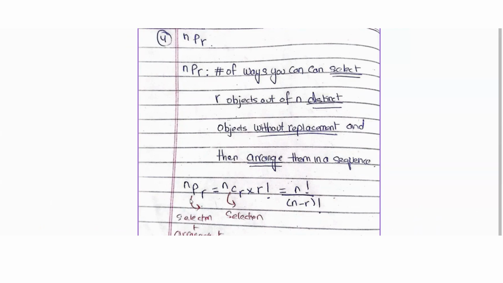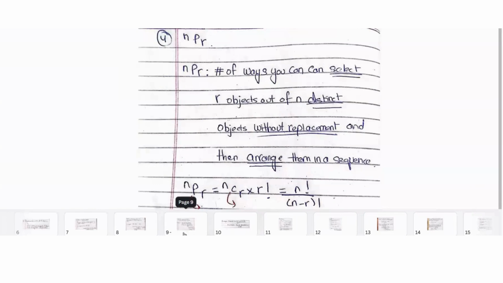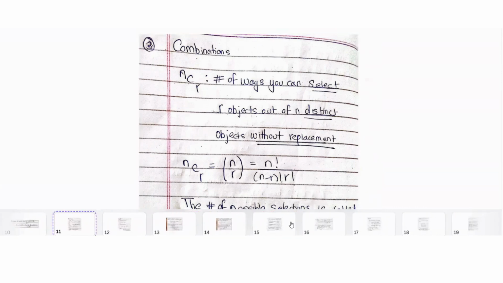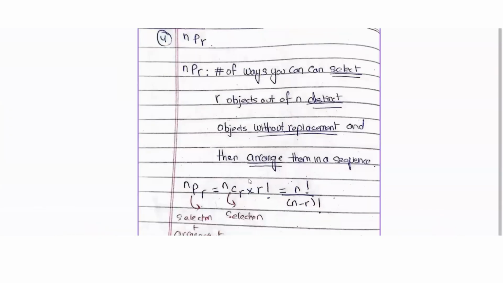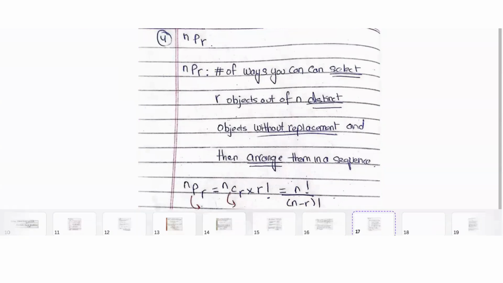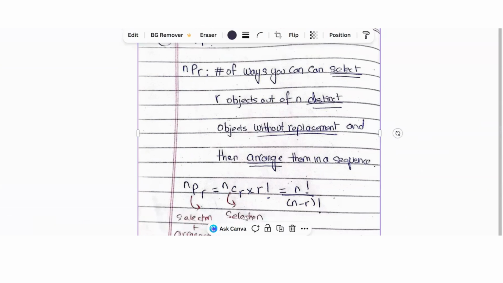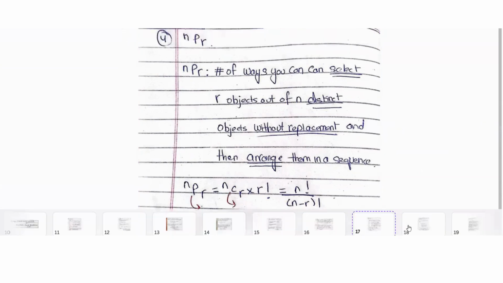Now the formula for nPr is nCr times r factorial. And you know nCr, we looked at earlier, is n factorial divided by n minus r factorial times r factorial. So when you multiply this with r factorial to get nPr, it leaves behind n factorial by n minus r factorial, as here. So nPr is just nCr times r factorial. The difference between nCr and nPr is that nCr is only for selection, nPr is for selection plus arrangement.